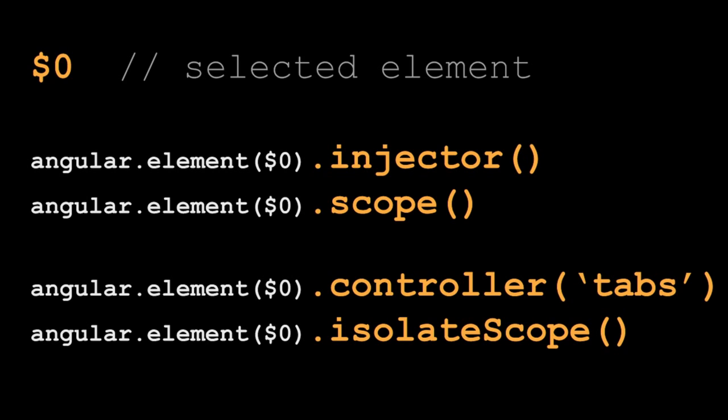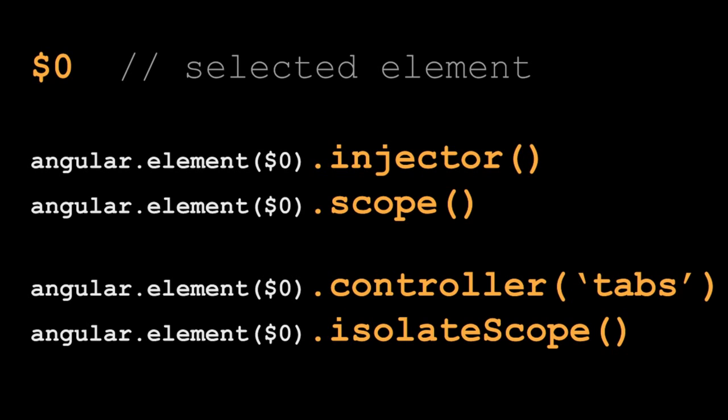You can do $0, which gives you the currently selected element in the web inspector. It's pretty handy, I think. Then you can wrap it with Angular element and call injector, which gives you the injector of that app. By the way, don't do Angular.injector, because that gives you an injector too, but it creates a new injector, so it's not the injector of your app. Then you can do the same thing with scope, and it gives you the scope of that particular element.